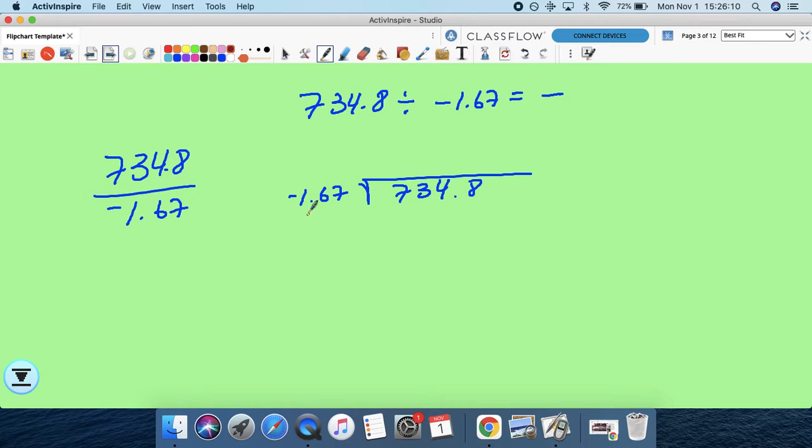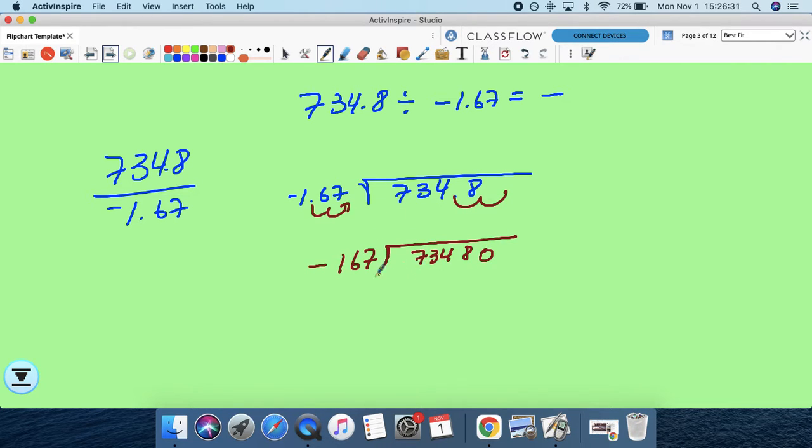Let's move some decimals. 1, 2. It's going to be negative 167. Inside we move 2 times. 1, 2. So it's 7, 3, 4, 8. And then in this empty space, we put a 0 here.